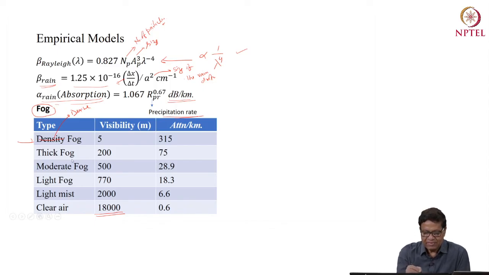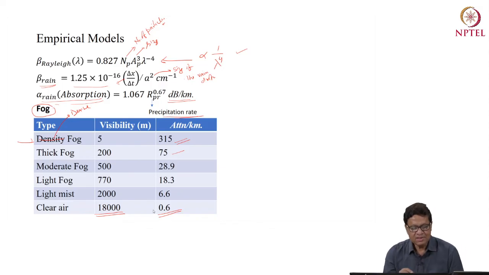For different categories of fog, if you see the attenuation for dense fog, for example, it is 350 dB per kilometer, whereas for thick fog it is 75. In clean air, where the visibility is up to 18 kilometers, the attenuation is of the order of 0.6 dB per kilometer. It's quite low. So these are some of the models which are used in calculating the loss which will happen in the atmosphere.